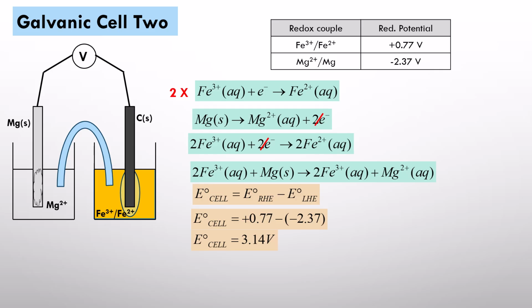This cell, if I made a battery out of this cell, well, a cell, not a battery. A cell is, anyway, it doesn't matter. It would be 3.14 volts.